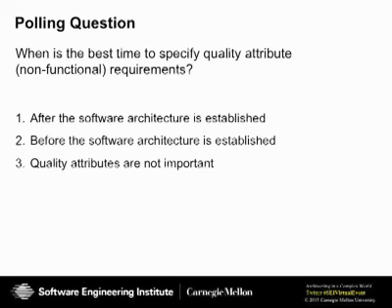98.8% overwhelmingly says before the software architecture is established. Rob, I assume that's what you were looking for? Yes, actually the best time to specify your quality attributes is before the software architecture is created. However, it's often the case that there's an existing system in place, and we must also be planning to modify that system or to migrate that system, and it would also be important at that time to establish what the current quality attribute requirements are for the existing system.